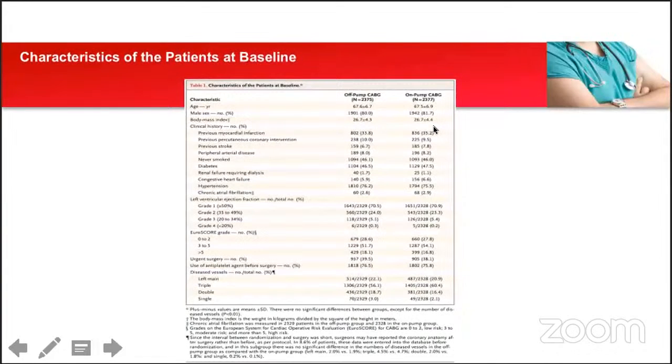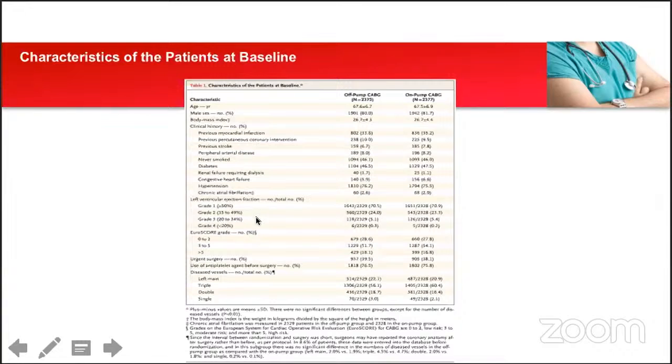This table demonstrates the baseline characteristics of patients. We can see that the majority of the patients' characteristics were matched between both arms, with a mean age of 67 years in both arms, and about 80% of them were male. Also, nearly 47% were diabetics.